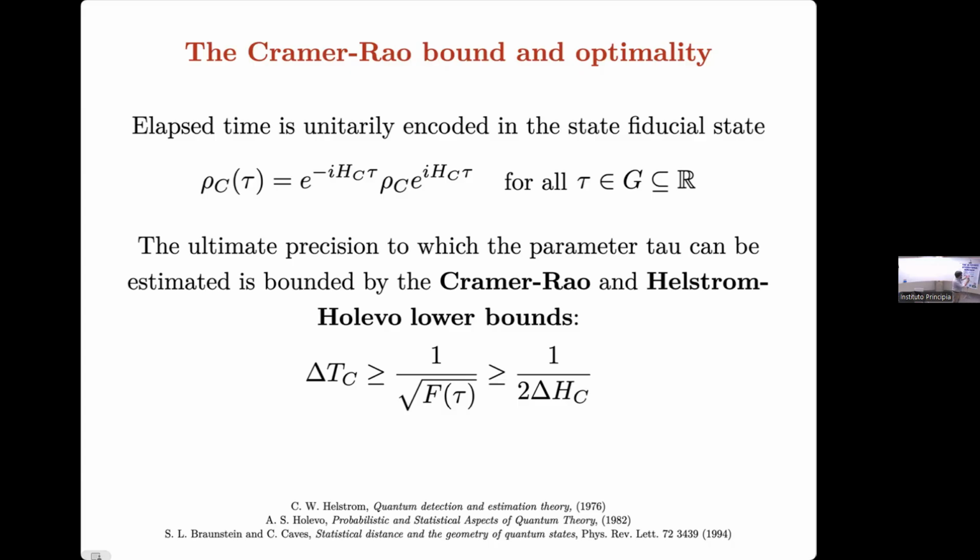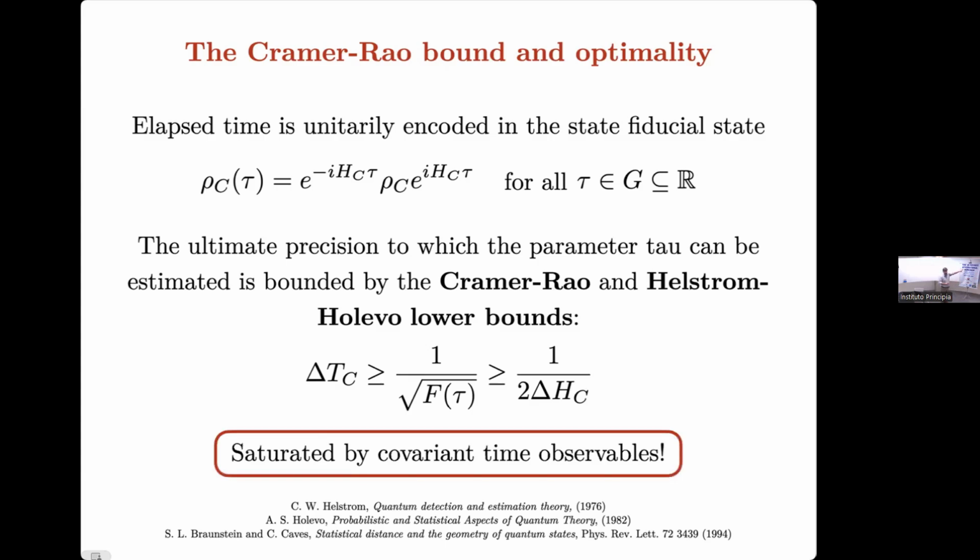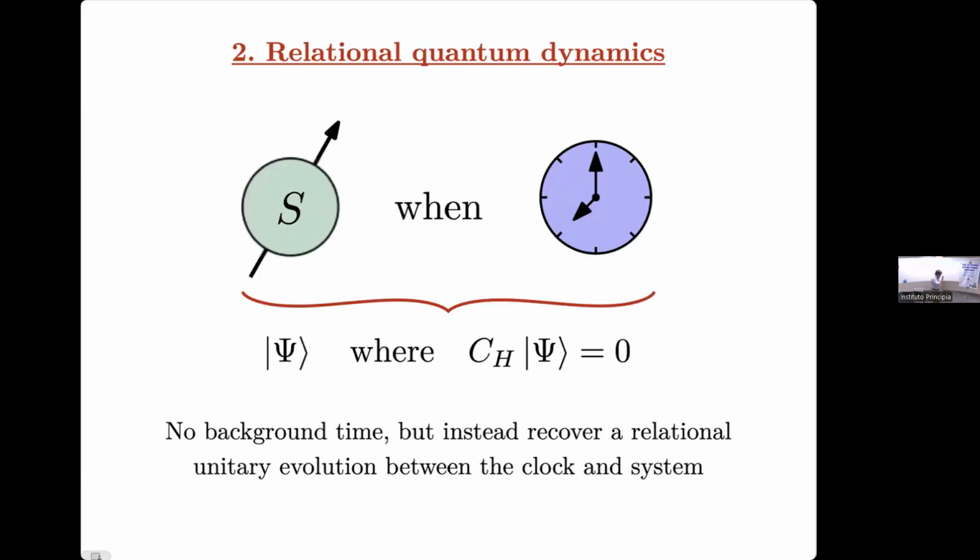That leads also to the Helstrom-Holevo lower bound, which means this is lower bounded by 1 over the uncertainty in the generator, in this case the clock Hamiltonian. It turns out that these bounds are saturated by covariant POVMs. So the best time observable you can construct that saturates this is exactly those covariant POVMs. This also spits them out as a unique notion of what a time observable is. That's how we measure time in quantum mechanics, how we describe it mathematically. That's what a clock is.